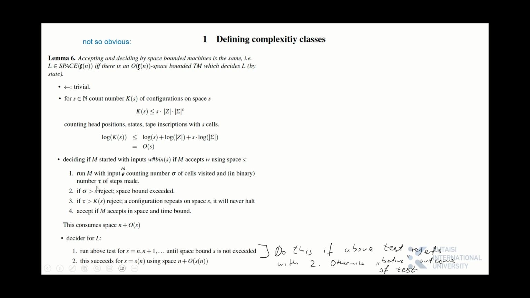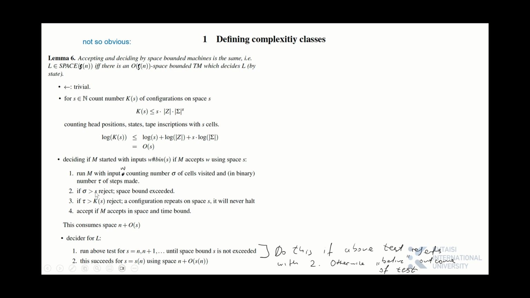Okay, now how do I actually decide language L? What I do is I run the above test for different s's. I do it for w equals binary n, because at least I consume size n. So first I will check, does this thing accept in size n? Then I will check, does this thing accept in n plus 1, n plus 2, and n plus 3? So I go from n to n plus 1 to n plus 2, if the above rejects because of 2.